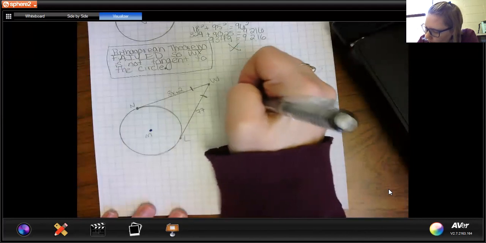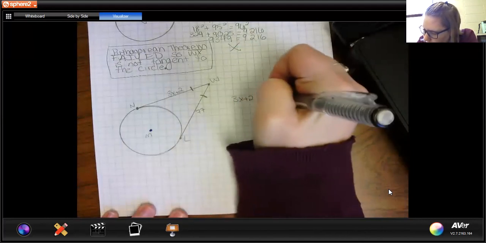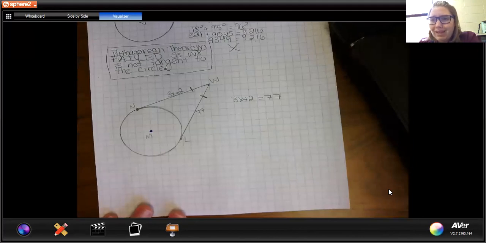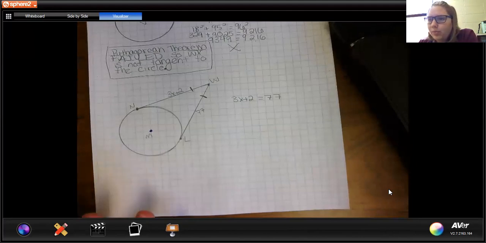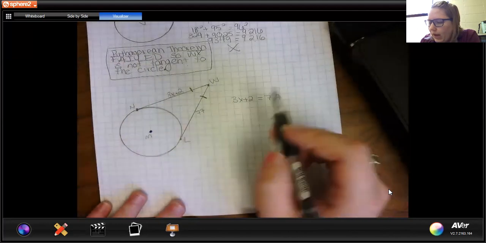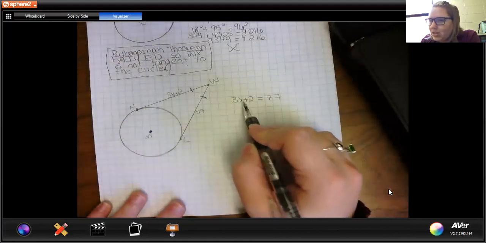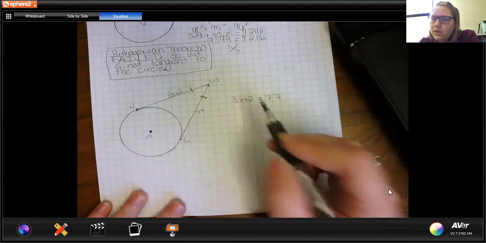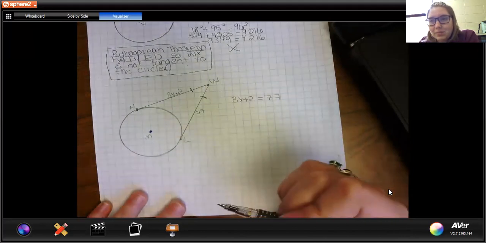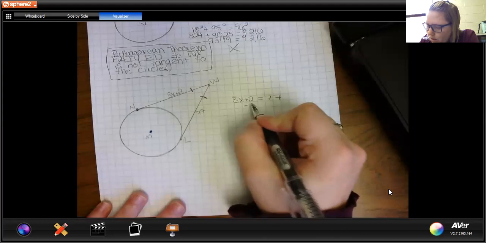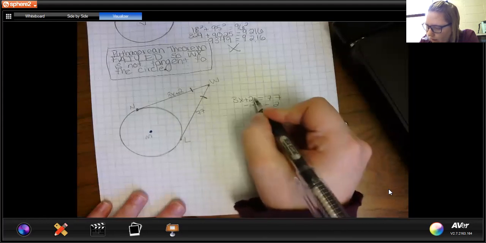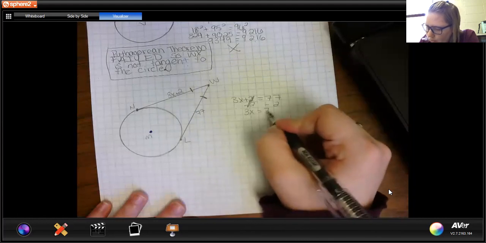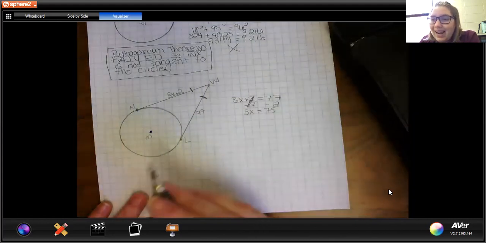So 3x plus 2 equals 77. Okay, and then I'm going to use basic algebra to solve this. Well, I want x alone, which means I do not want the plus 2. So I need to get rid of the plus 2. So the opposite of addition is subtraction. So I will subtract 2 from both sides so I can get rid of this. So 3x equals 75.